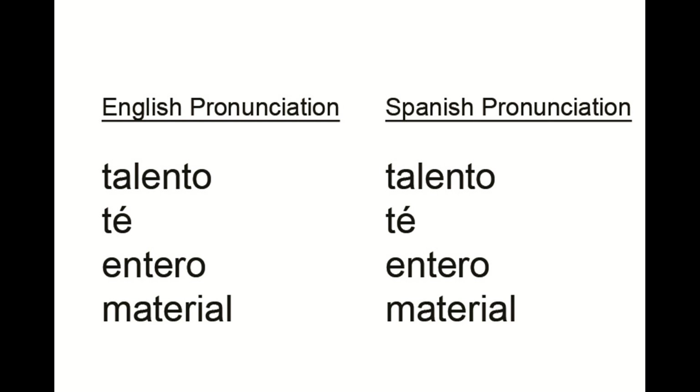Talento, talento. Te, entero, entero. Material, material. Spanish speakers sometimes say that the English T sounds more like a CH to their ear. So not only does it contribute to a foreign-sounding accent, but it may even cause problems in understanding.